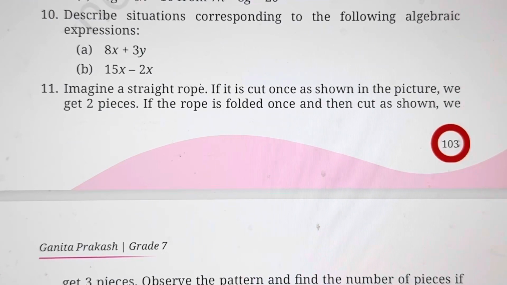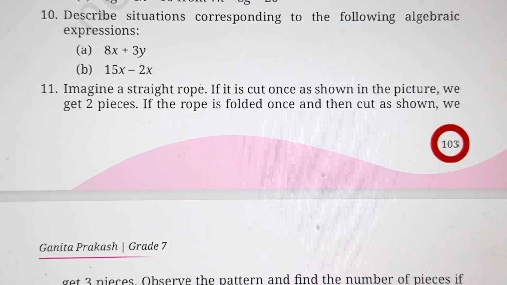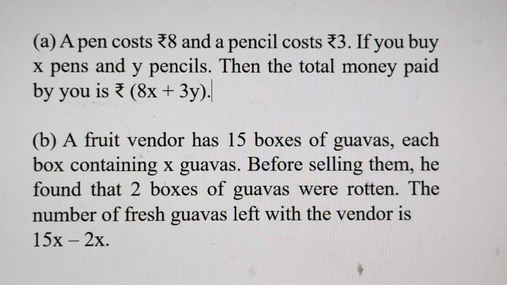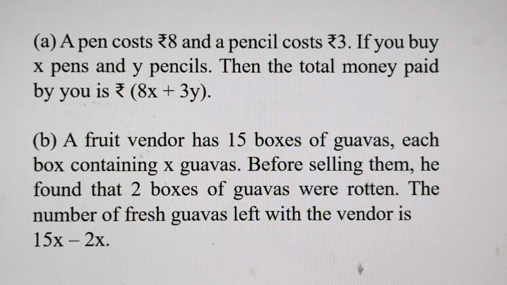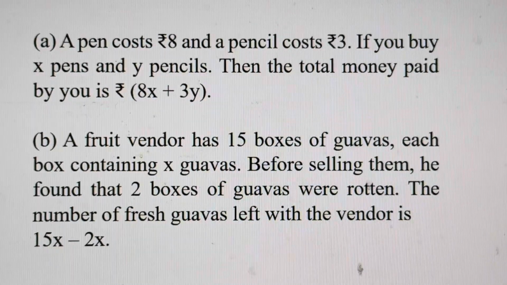Question number 10 says, describe the situation corresponding to the following algebraic expression. Till now we were forming expressions. Now here the expression is given and we have to fit in a situation for these two expressions which are given. One is 8x plus 3y, other is 15x minus 2x. For 8x plus 3y, we can write like a pen costs rupees 8 and a pencil costs rupees 3.